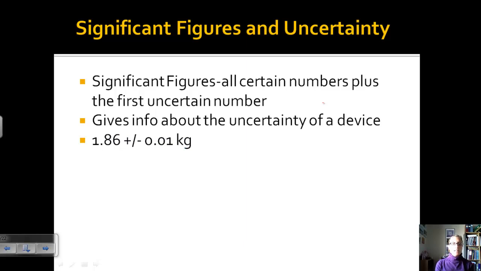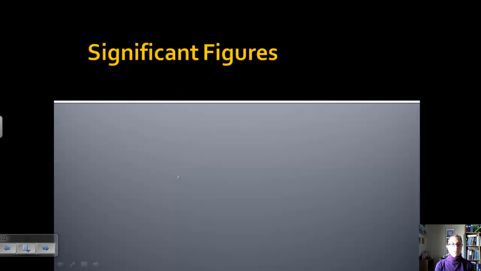So if we read on a ruler, or this is a scale, and we get 1.86 plus or minus 0.01 kilograms, so that hundredths place was where the degree of uncertainty was, then that means that our measurements can range from 1.85 to 1.87. And so that's the degree of our uncertainty.